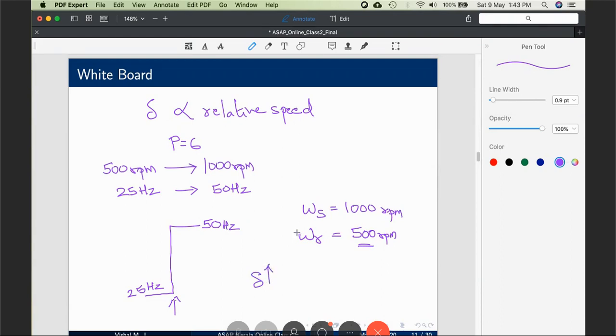And what is wrong in that? If delta rapidly and abruptly increases, there is a definite possibility that delta can go beyond 90 degrees. And if delta goes beyond 90 degrees, the machine will fall out of synchronism. We call it the machine falling out of step. The machine will just stall. It will not work as a motor anymore.